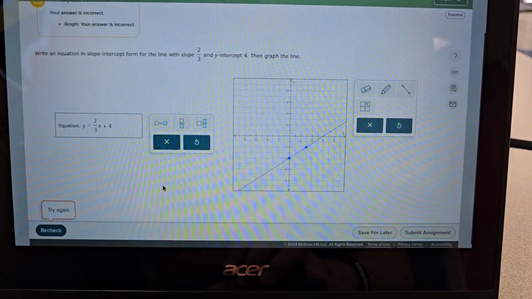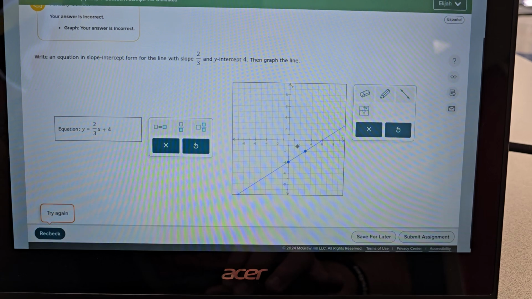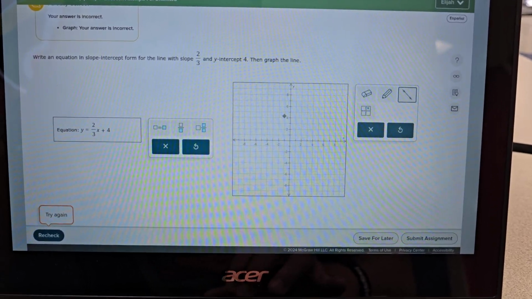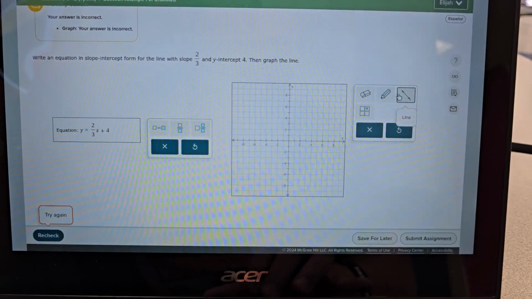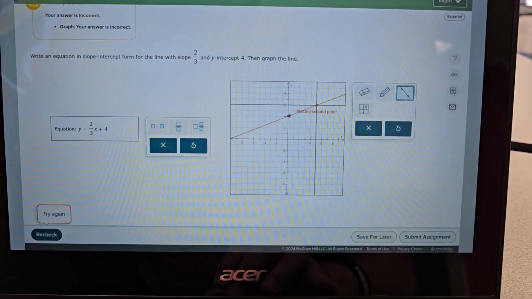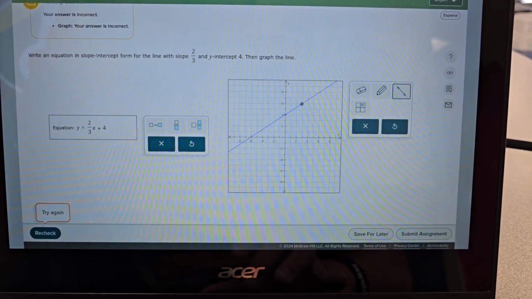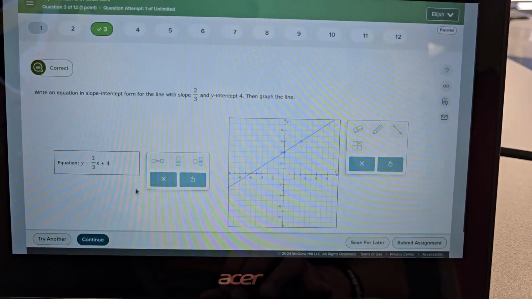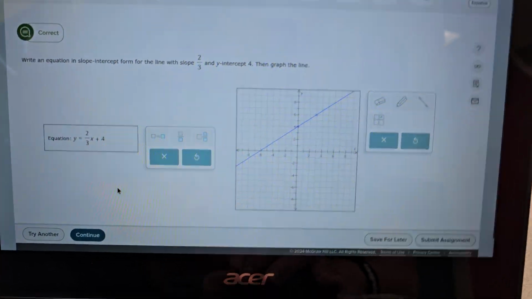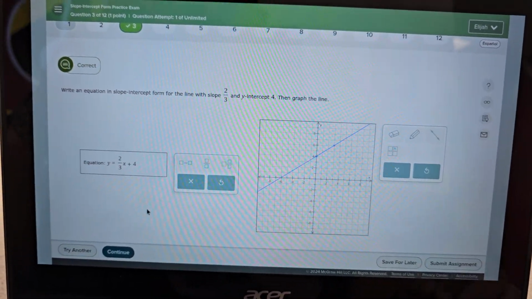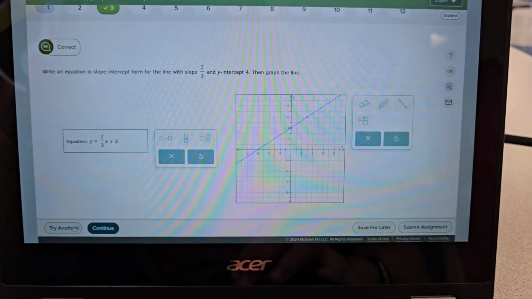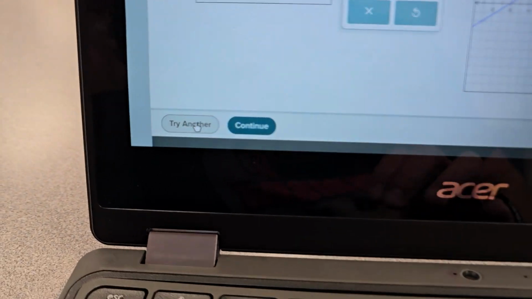And so I did something wrong. I accidentally put my equation negative instead of +4. Gained stage fright because of my video here. And so now I'm going to try again. And it's going to say I'm correct. And as I said, with a traditional paper version of a practice test or something, the game is over. I can't practice number 3 anymore, but now I can come down here and click try another.